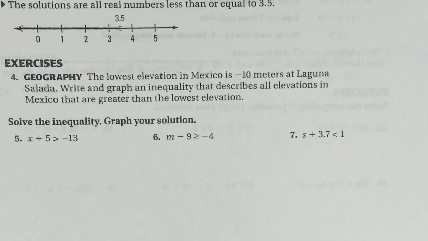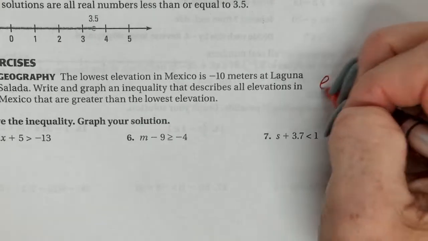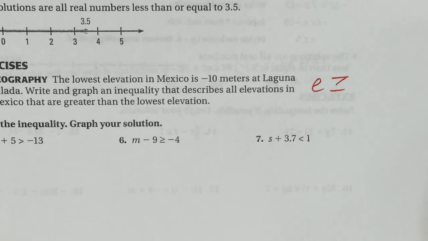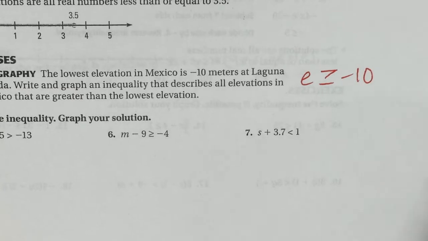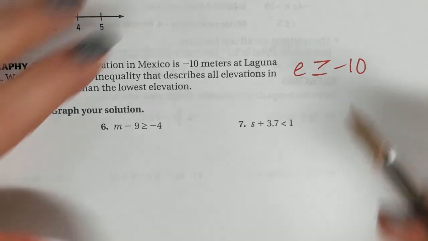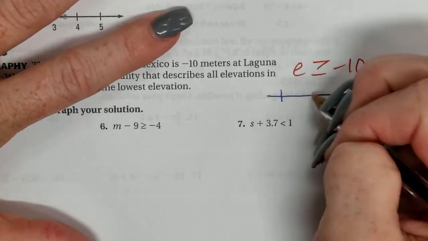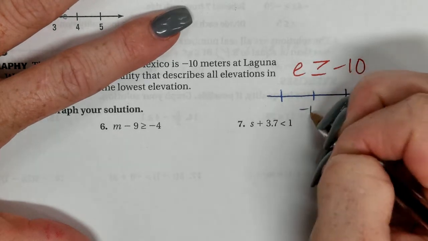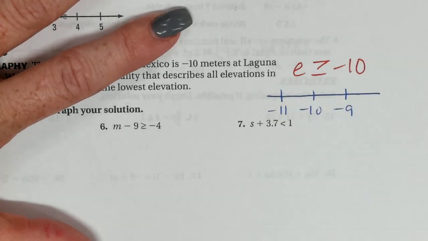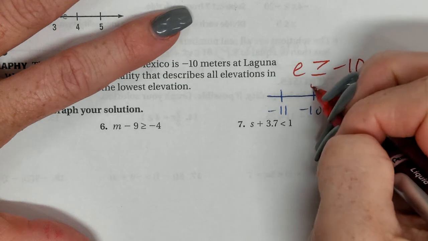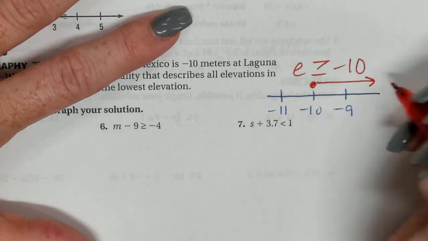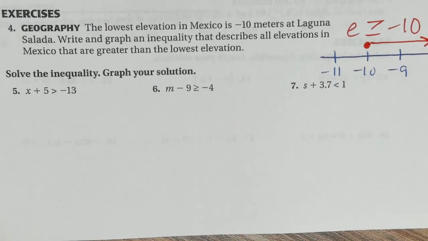All right, so number 4, the lowest elevation in Mexico is -10. That means everything else has to be what? Greater than or equal to. And then you would put it on a number line. So here is -9, -10, -11. Solid dot shaded to the right on -10.